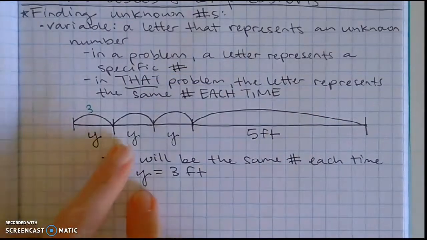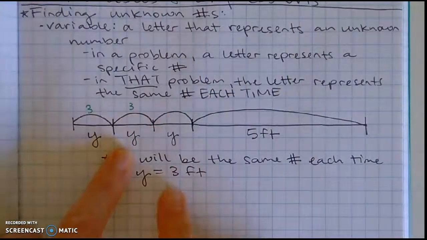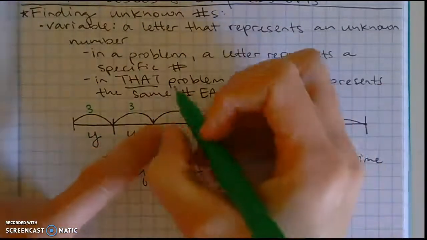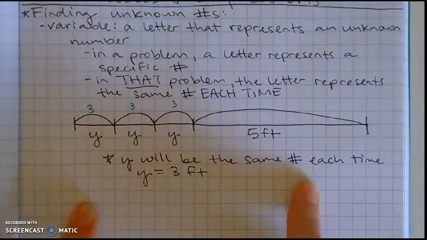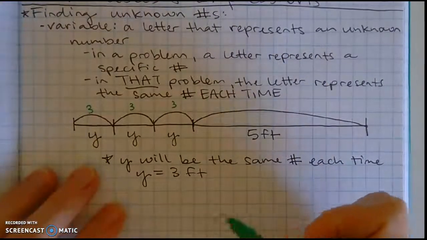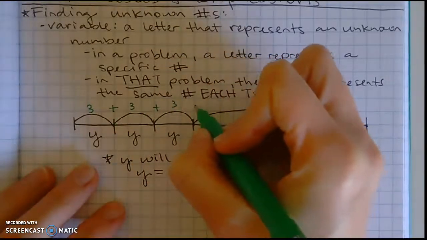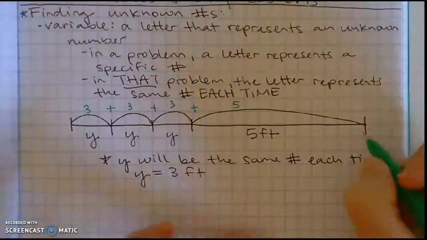And I know that this y, because it's still a y, represents 3. And I know that this y also represents 3 because I know that y equals 3. And it's the same the whole way through that problem. So now I can just add all of those up. So 3 plus 3 plus 3 plus that 5 is going to get me to my total length.